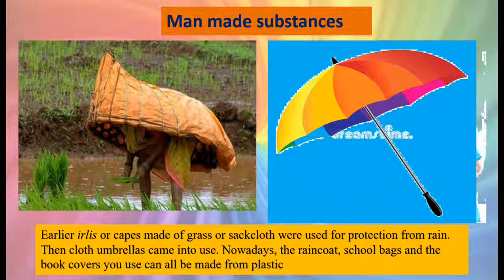Now a few examples of man-made substances you can see here. There is this lady who is planting the rice plant into the soil. Because it is a rainy season, she has covered her entire body with the help of a cape-like structure. Earlier, irlis or caps made of grass or sackcloth were used for protection from rain. So this is a protection. It is like a raincoat in those earlier days.